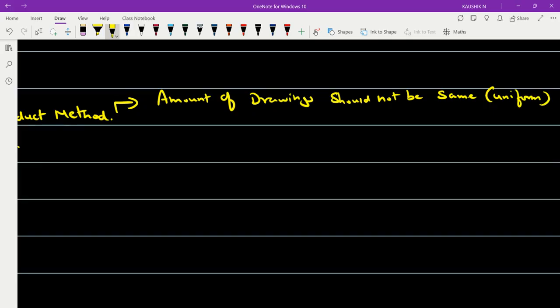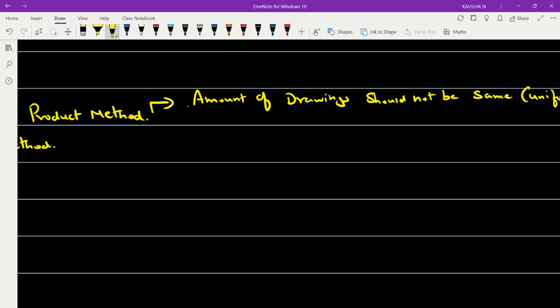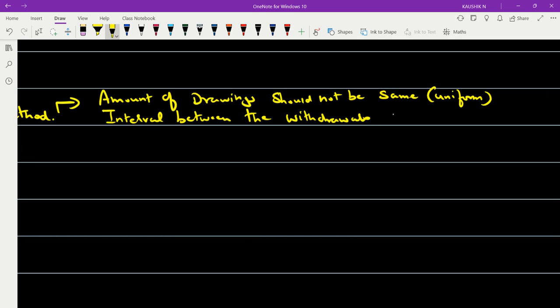Amount of drawings should not be uniform. Similarly, the interval between the withdrawals should not be uniform.